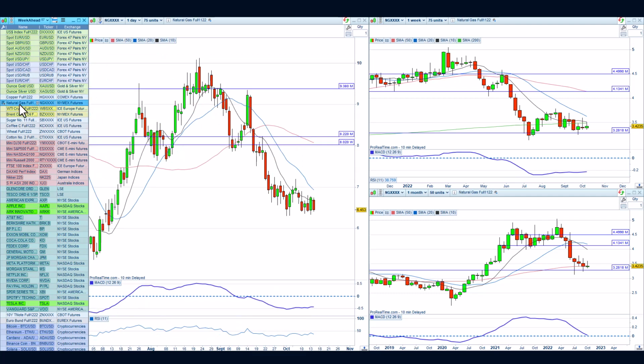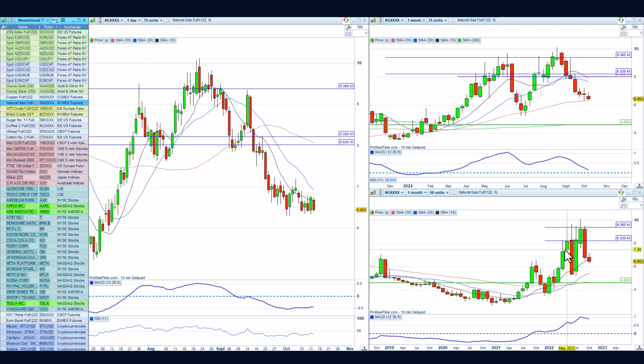Then natural gas is doing its own big swings. Definite resistance up here. It keeps getting knocked back, but also keeps producing these higher lows. It's come back into these old highs here. So I'm curious to see what's going to happen with that.